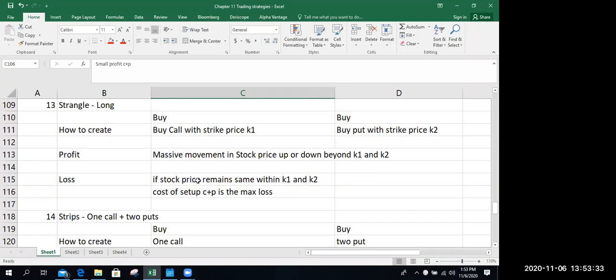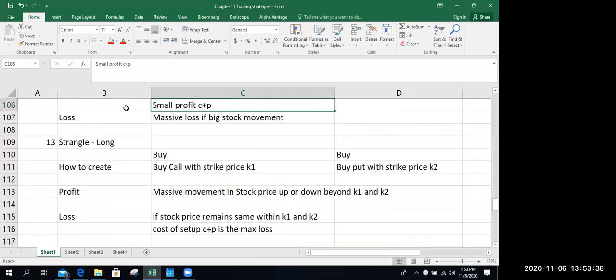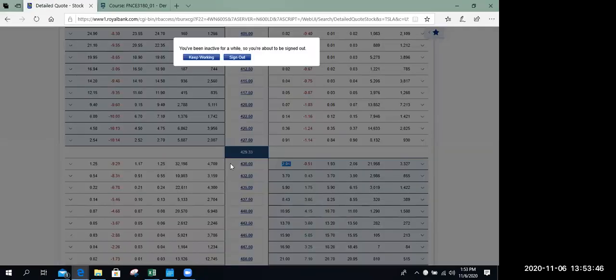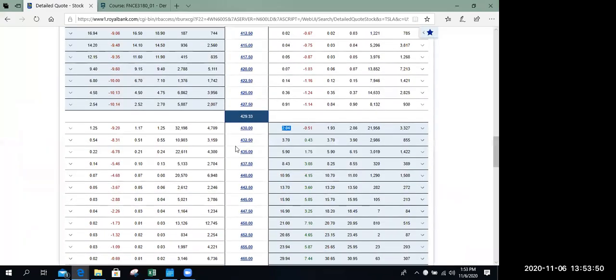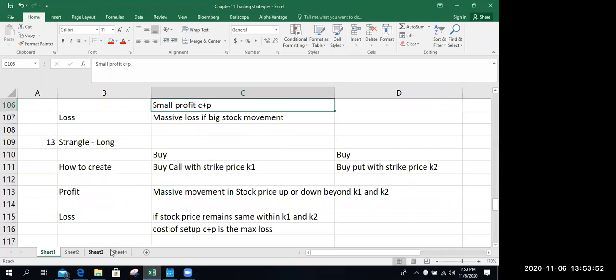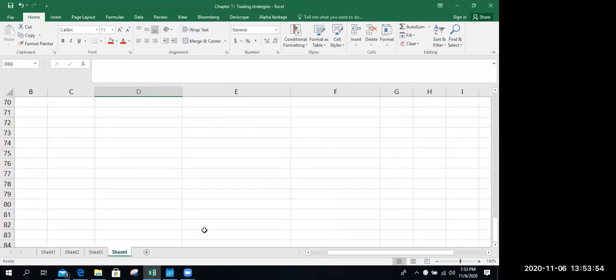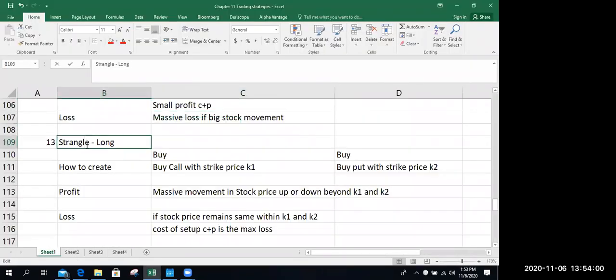Okay. Now strangles are a little different. Straddle is the same strike price. In strangles, you create a spread. Okay, I'll tell you how to do it. So we are looking at Tesla. How to create a strangle. So I'll copy that and then we'll discuss it.